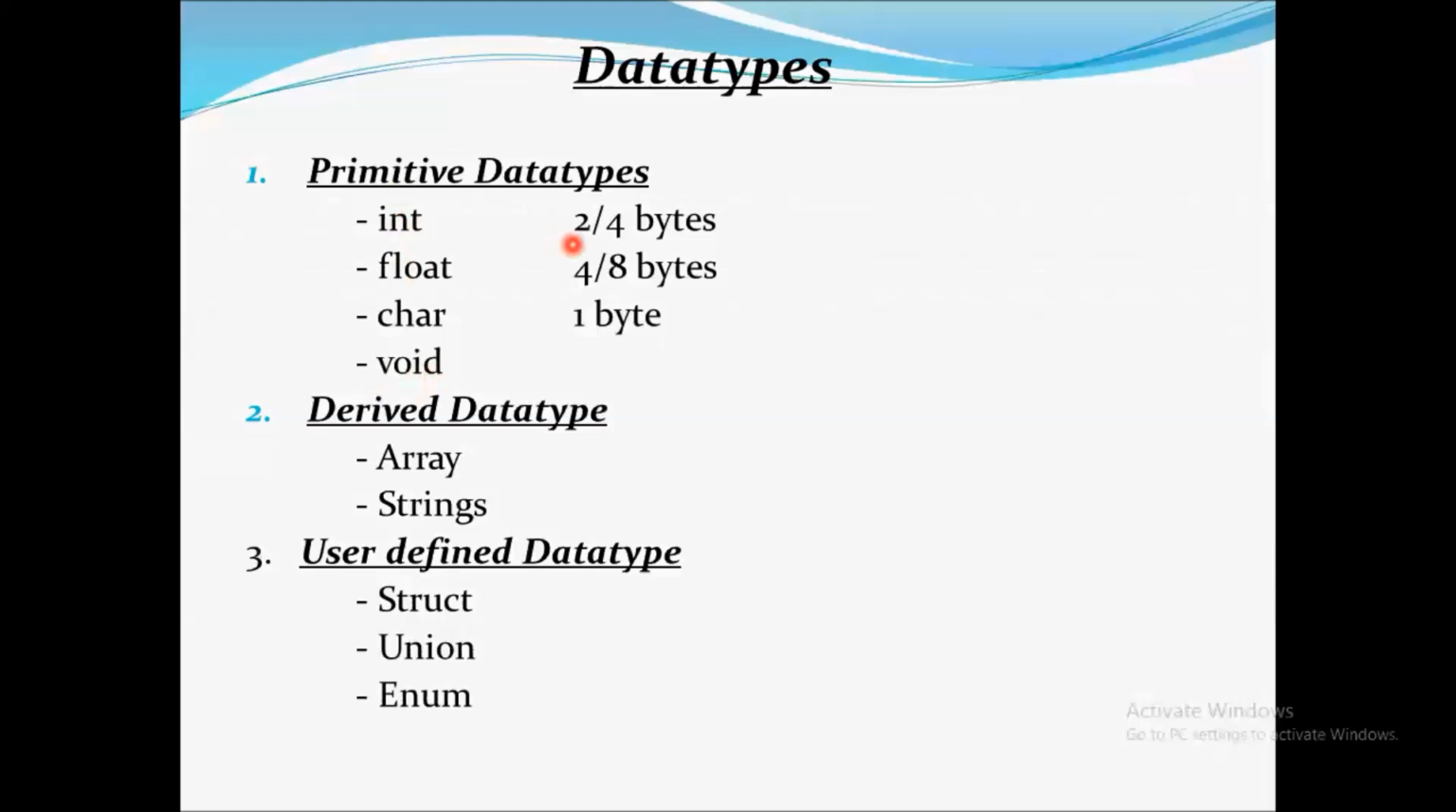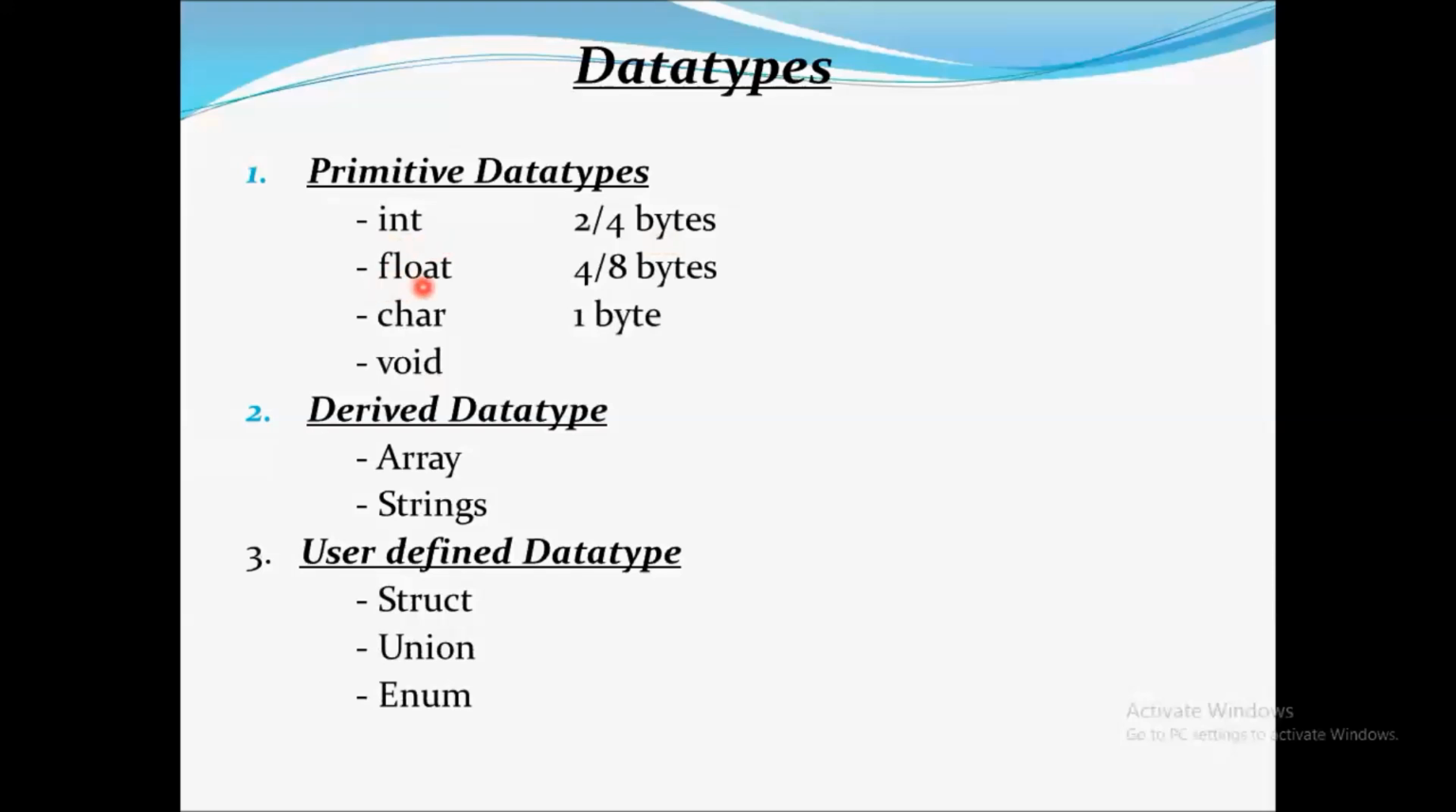Integer stores 2 or 4 bytes of memory depending on your operating system. If it is a 16-bit operating system, it allocates 2 bytes of memory for an integer variable. If it is a 32 or 64-bit computer system, then it will allocate 4 bytes of memory for an integer variable.